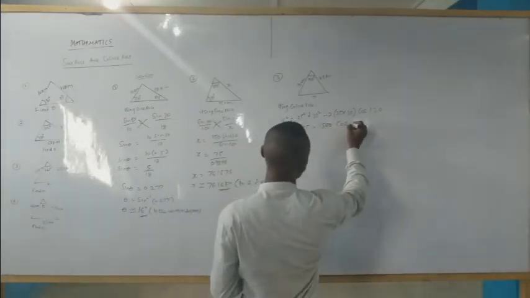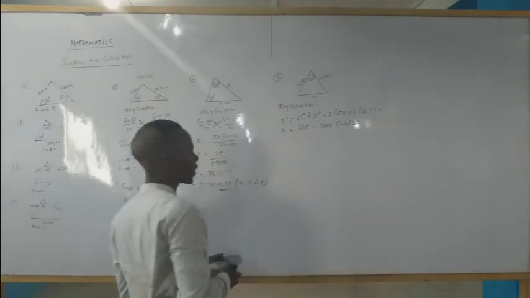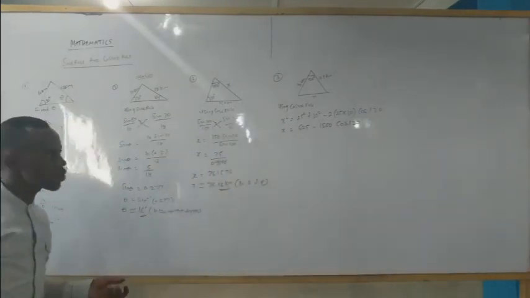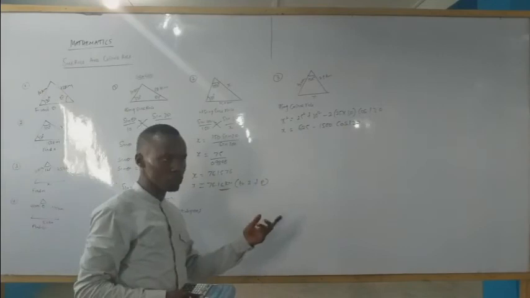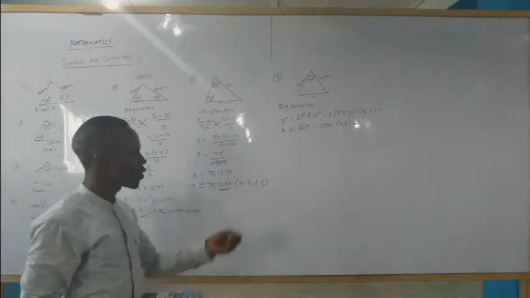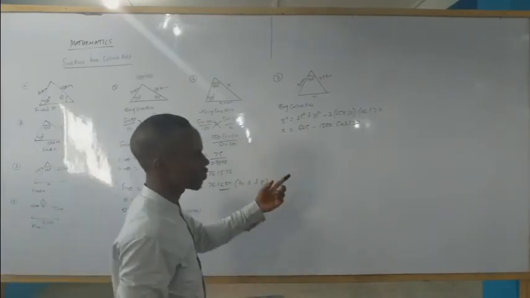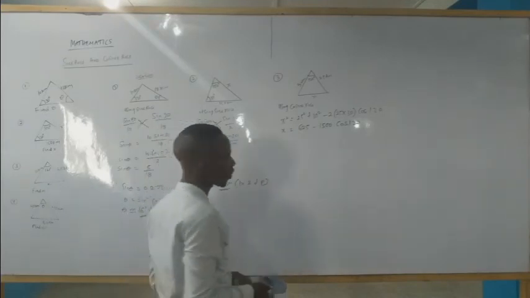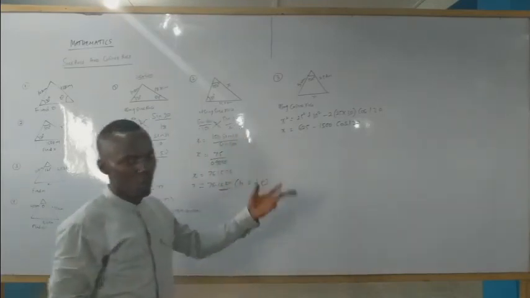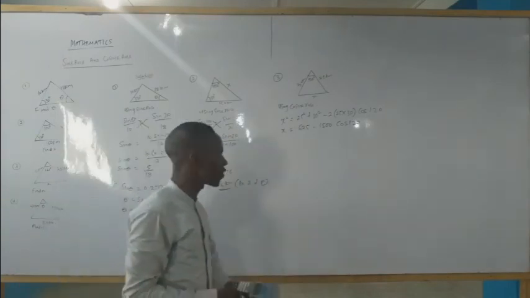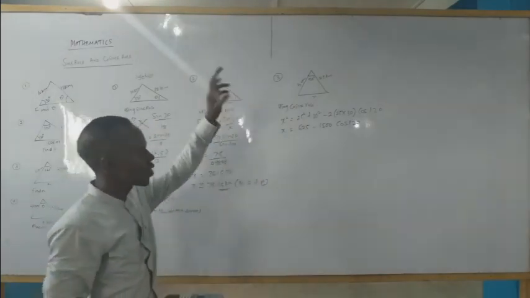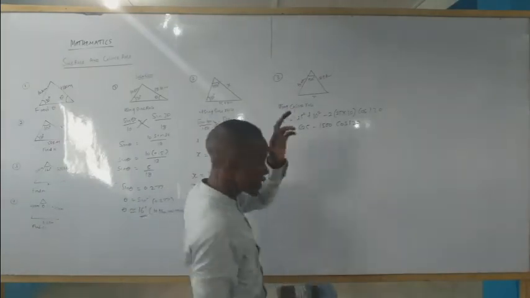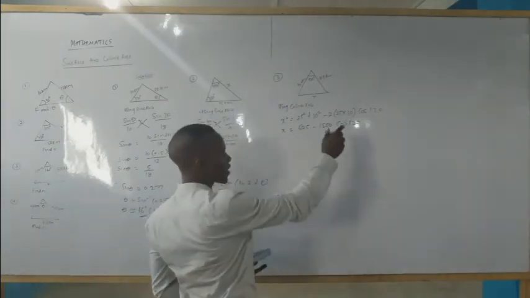We have 500 cos 120. The cos of 120 is the same thing as cos 60, when you're removing 120 from 180. That is in the second quadrant. Cos 60 is 1 over 2 or 0.5. And in the second quadrant, cosine is negative. So our cos 120 is negative 0.5.